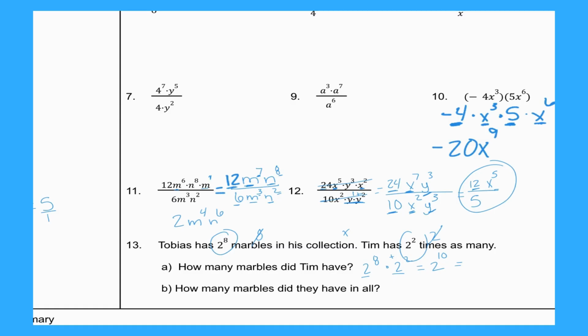Part B, how many marbles did they have in all? Well, we know that Tim has this much, so 2 to the 10th. We put that in the calculator, we get our number, it's this number here. We know that Tobias had 2 to the 8th, so we're going to put that in the calculator, we get that number here. Well, how do we know how many they had in all? Well, that means I would have to add Tim plus Tobias would give me my total. And I'm not going to take the time to go through that here. I just want to make sure we understand how we could apply these exponent rules to a word problem.